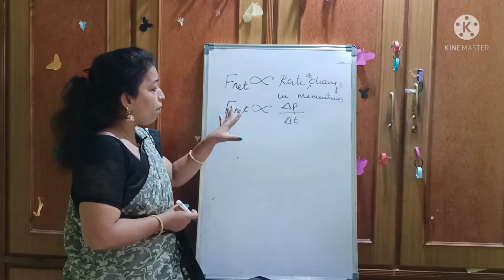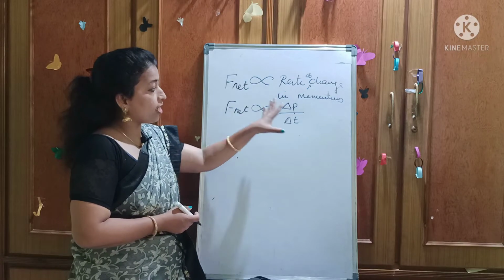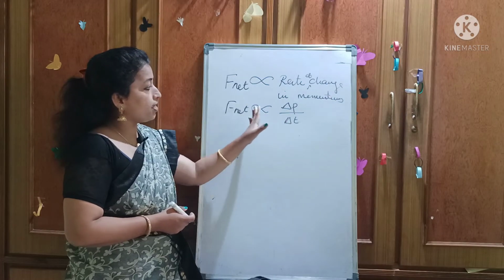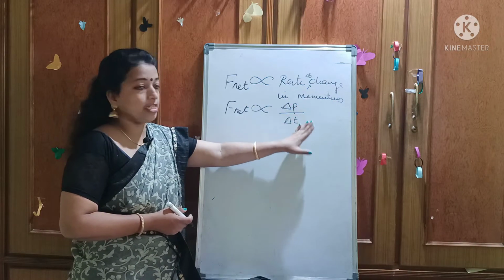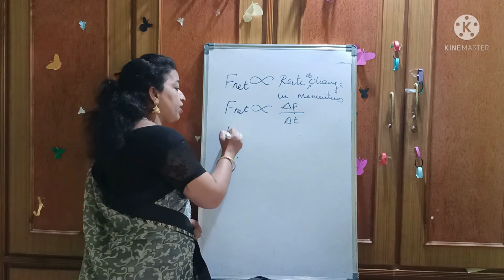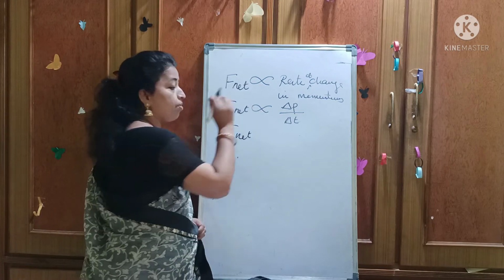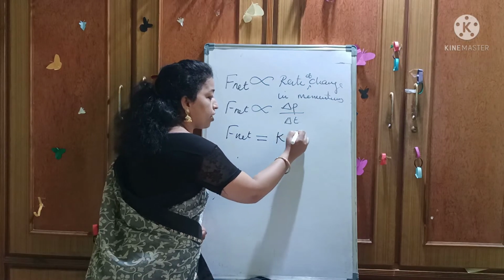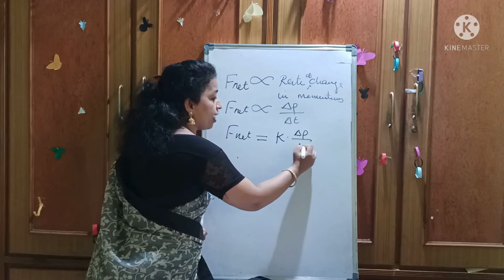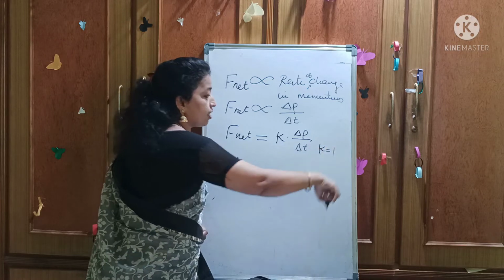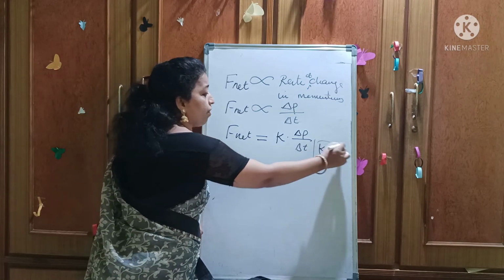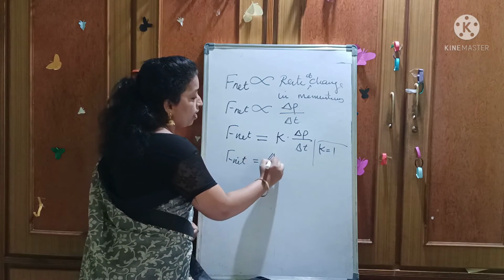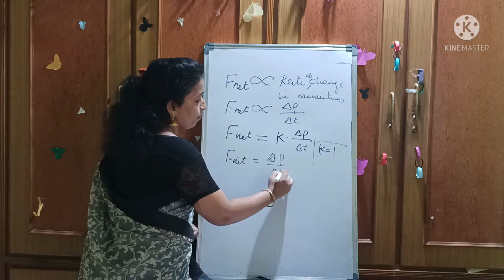When you are giving more net force, the rate of change in momentum will be more. So here the net force is directly proportional to the rate of change in momentum. We already learned that to change a proportionality sign to an equal sign, we have to multiply with a constant. Here the constant is K, the proportionality constant. Suppose K is equal to 1, what will happen? The net force is equal to delta P by delta T.